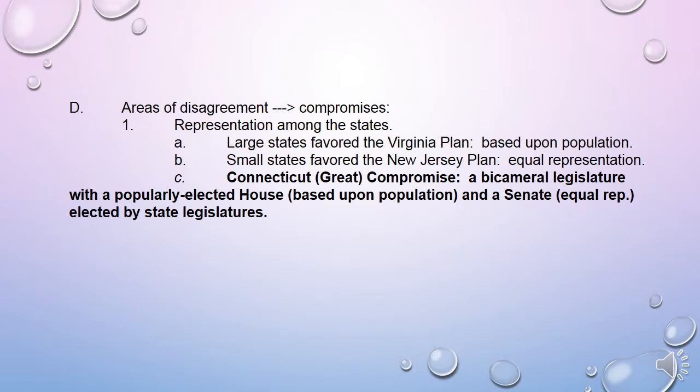So they called it the Connecticut or Great Compromise. It's most often referred to as the Great Compromise. So make sure you understand that. Again, it's in bolded letters. It calls for a bicameral legislature with a popularly elected House based on population, okay, which looks like the Virginia plan. And then a Senate with equal representation elected by state legislatures, which looks like the New Jersey plan. So they're able to appease both.